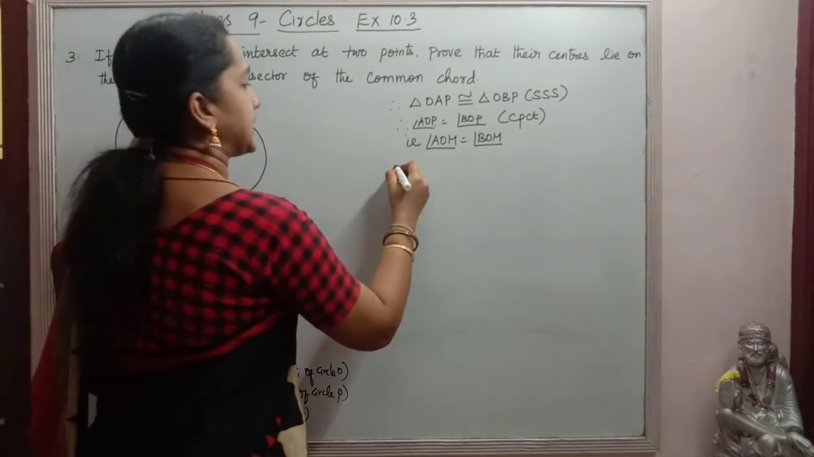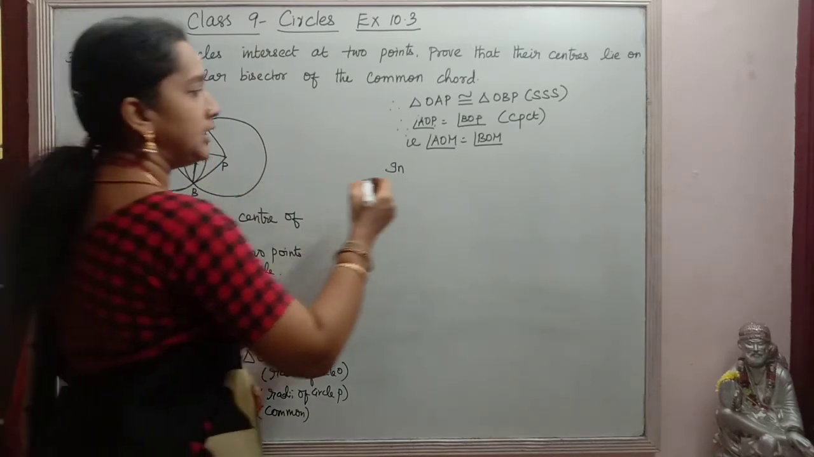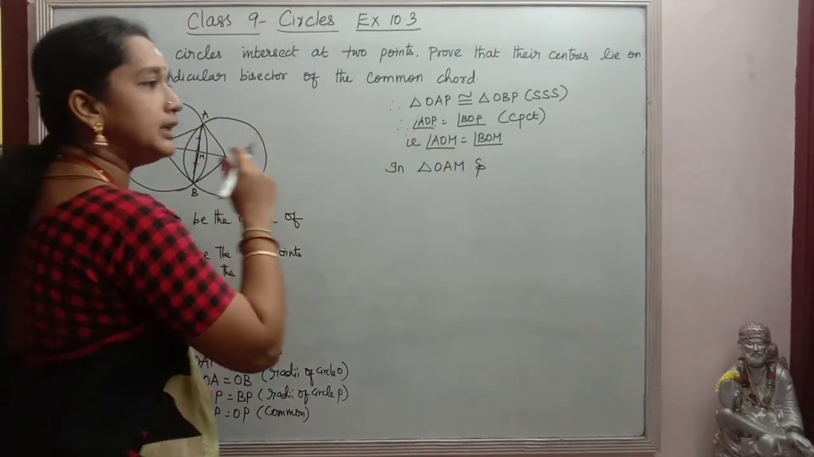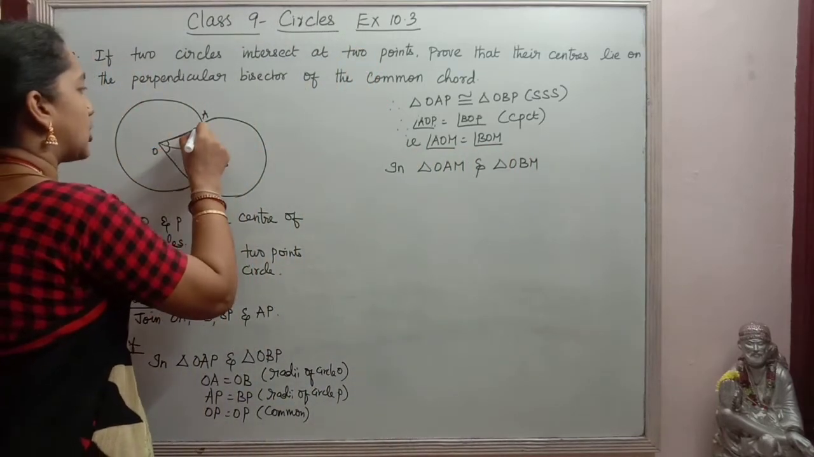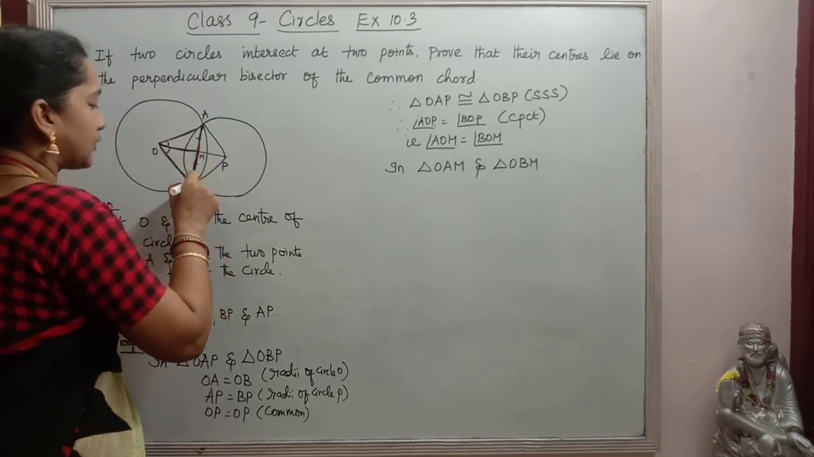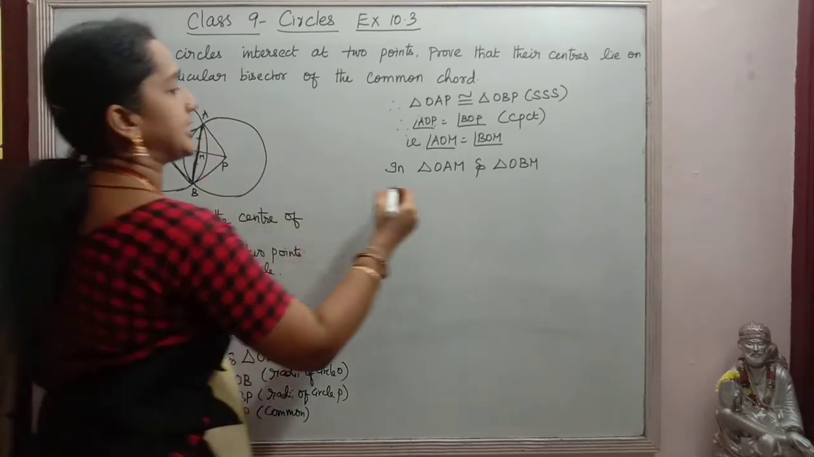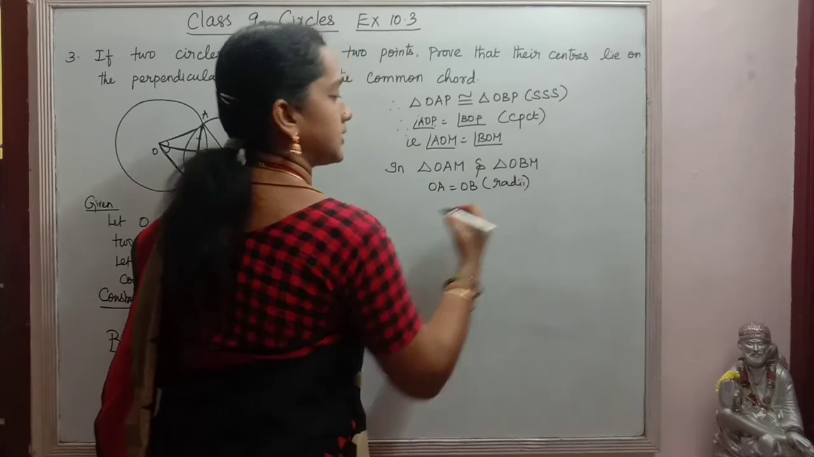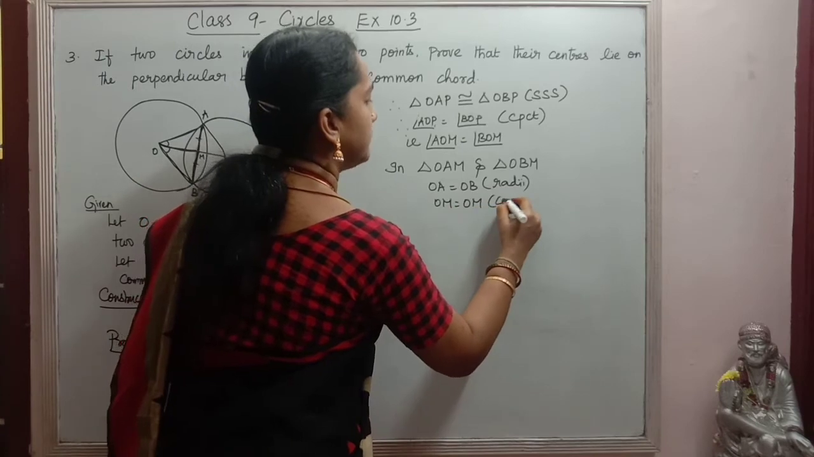Now, we will take another set of triangles. Which two triangles will we take? Triangle OAM and triangle OBM. So these two triangles, this smaller part OAM and OBM, we will take. So in this, OA is equal to OB. This is the radii of the circle. Then OM is equal to OM, that is common.